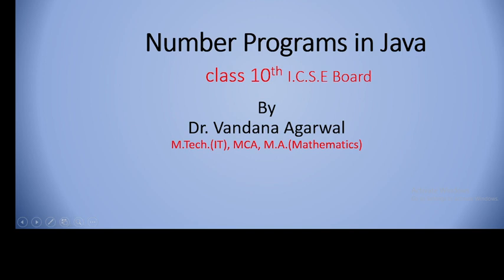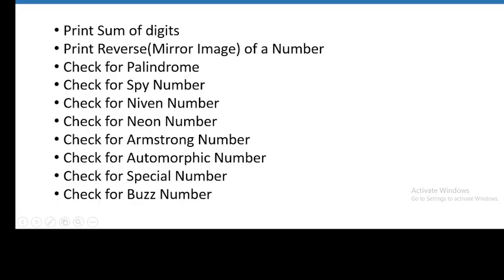In this lecture video, we'll talk about the Java programs in which we have to separate out the digits of a number. Like the programs to get the reverse of a number, or to find whether the number is a palindrome number or not, SPY number, Neon number. So in all these programs we deal with digits of numbers. The logic behind checking for these numbers is to separate out the digits.